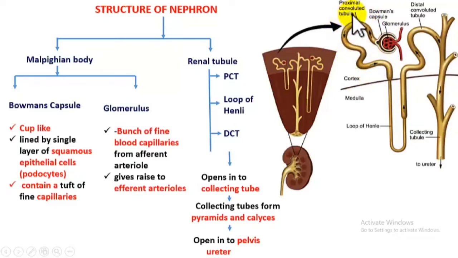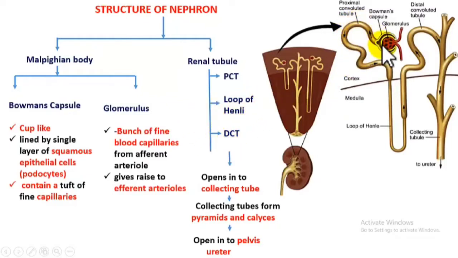PCT is convoluted because it is highly folded. So it is a highly folded tube which is near to the Bowman's capsule. Next, this PCT leads into a loop called loop of Henle, and loop of Henle continues as the distal convoluted tubule. Distal because it is away from the cup, and convoluted because again it is having folds. Understood? So it is a tubular structure that is arising from the Bowman's cup, and it has three regions: PCT, loop of Henle, and DCT.